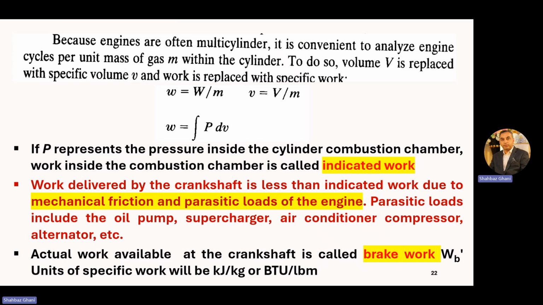So the power or the work which we are receiving at the crankshaft is less than the indicated work which is produced inside the combustion chamber. So the actual work available at the crankshaft is called the brake work, WB. The unit of specific work will be kilojoules per kilogram or British thermal units per pound mass.